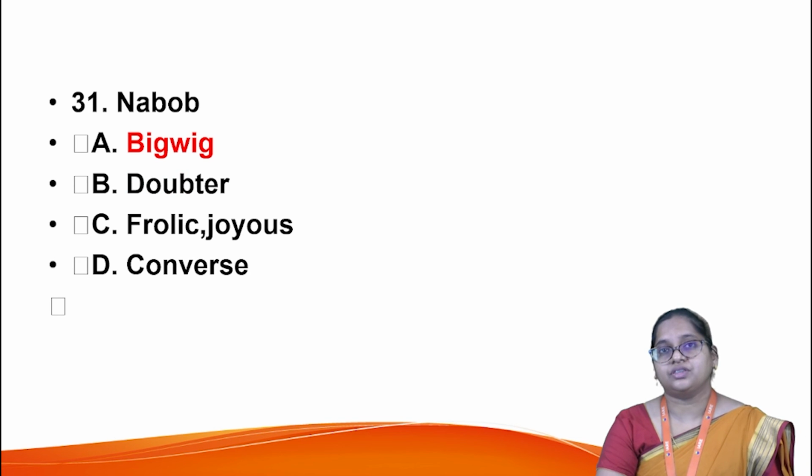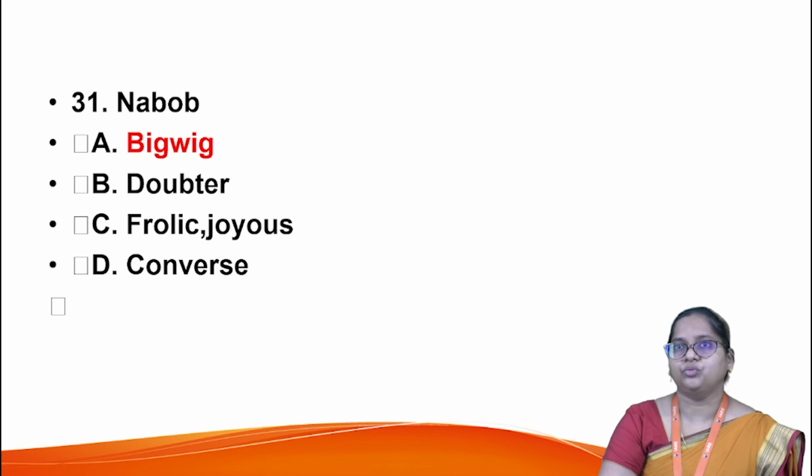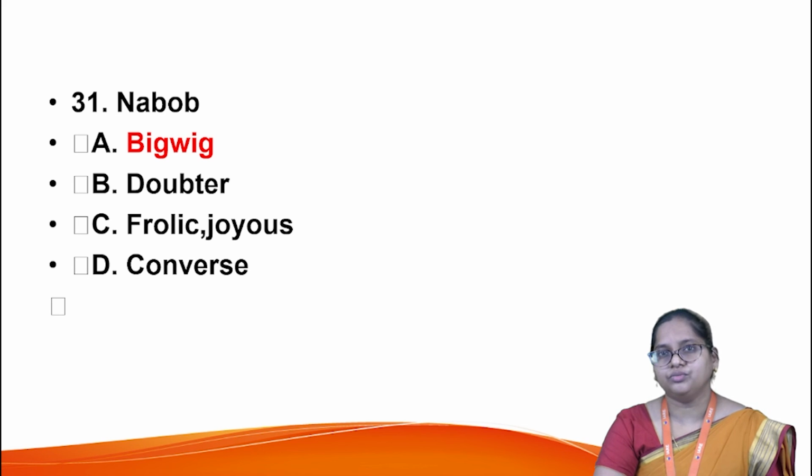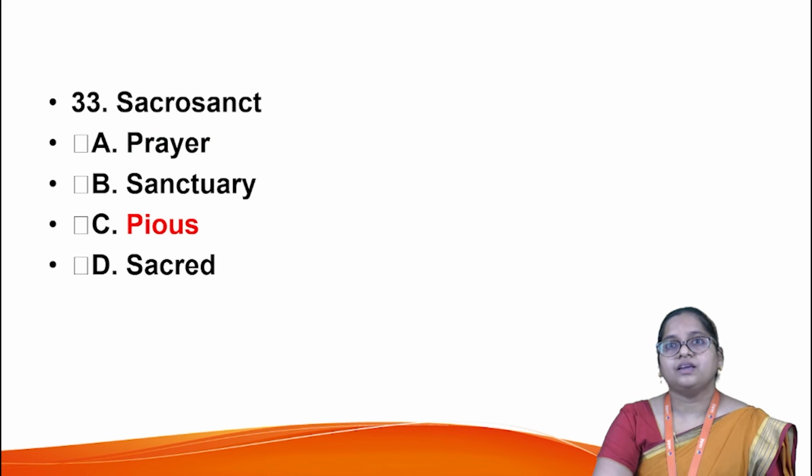So next question, 31. Nabab. Nabab means bigwig, doubter, frolic, or converse. Bigwig means a rich man, a very big man, a famous person. Doubter is somebody who doubts. Frolic is somebody who is mischievous and extremely enjoys everything. Converse is talking to each other. So Nabab is a big person, famous, popular, and rich.